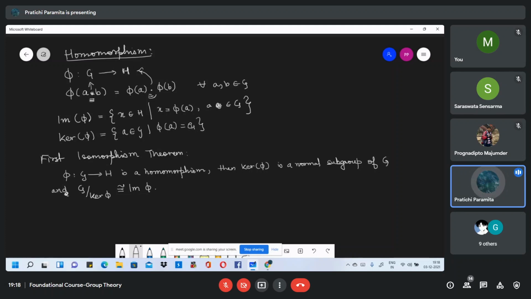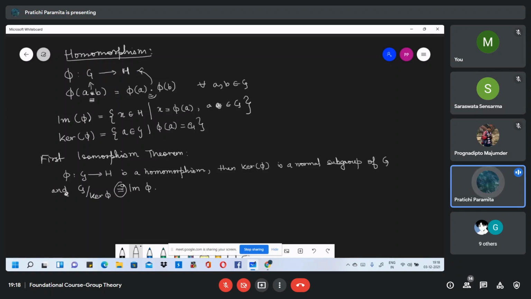So, anyone has any problem with the notations? Do they want me to explain G mod kernel phi? What is this symbol? I think it's okay. Yeah, okay.